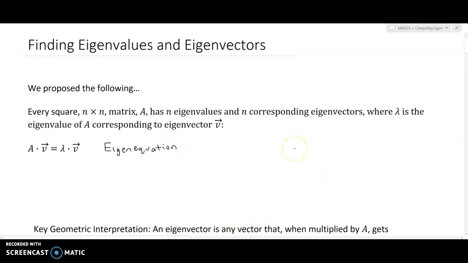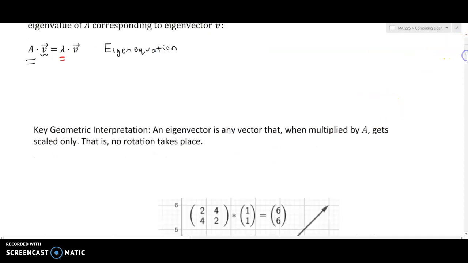And the key geometric interpretation was that if I take a vector, and it is in fact an eigenvector, and I multiply it by A, that is, I perform a transformation, which we know in general, a matrix, when it multiplies a vector, could take that vector and rotate it and maybe stretch it as well. Maybe this vector here becomes this vector here. But the special thing about eigenvectors in particular is that the transformation that takes place is one that only ends up scaling the vector itself. And any vector that satisfies this equation is called an eigenvector.